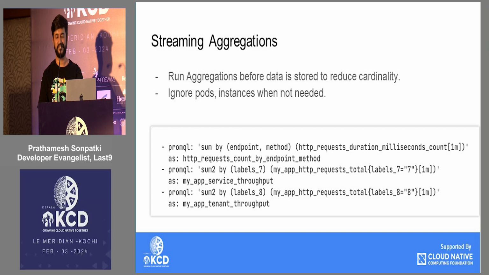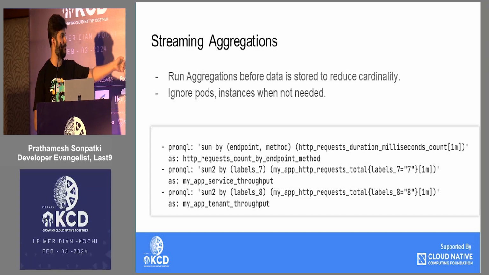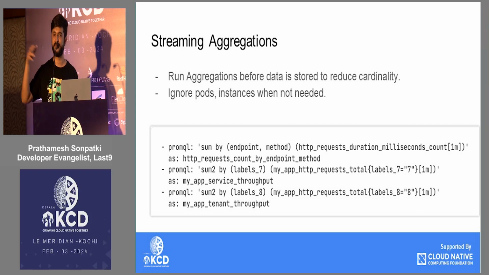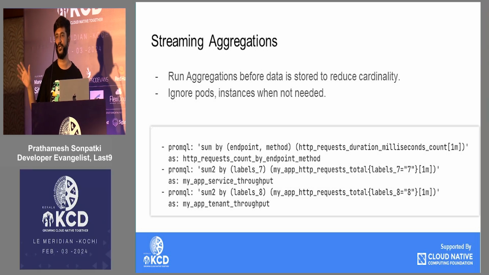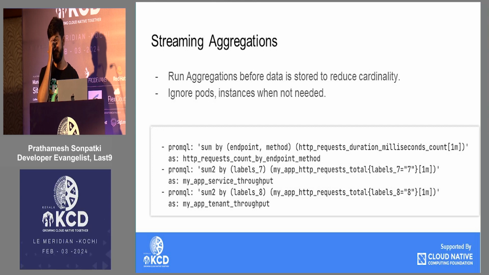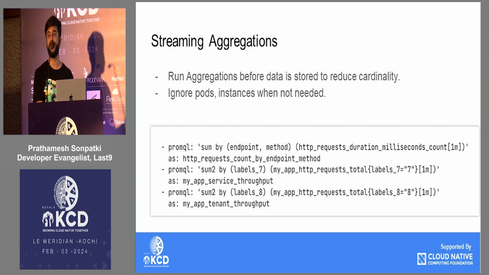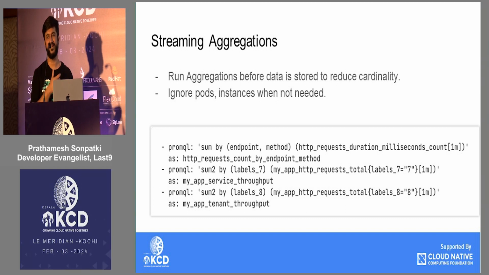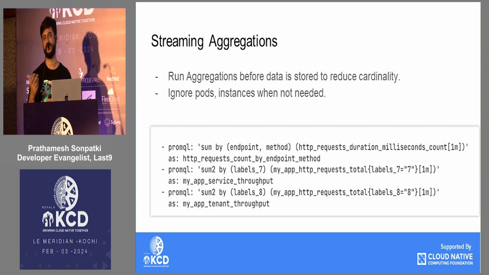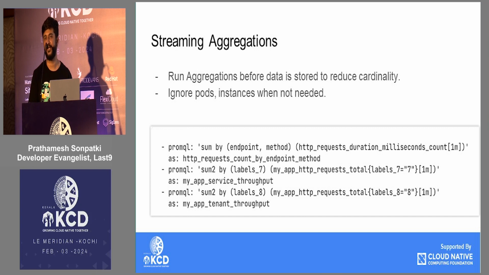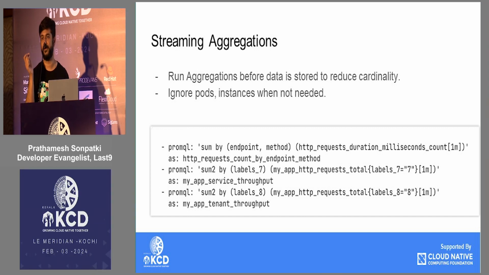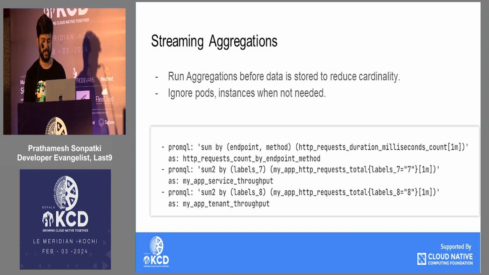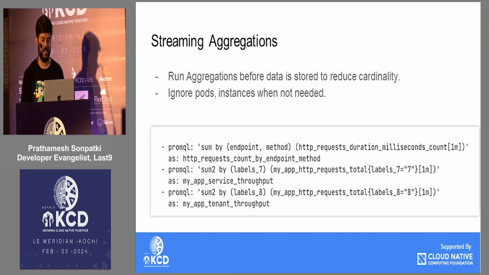What you can do here with streaming aggregation is group on endpoint and method and ignore everything else. So my instance, pod, and all the other labels that I don't need are discarded right away. Now I can use the new metric in my dashboards and alerting queries, because here I'm not really interested in knowing more about instances and pods. So this gives me the ability to have these purpose-built metrics that I can use for specific use cases.